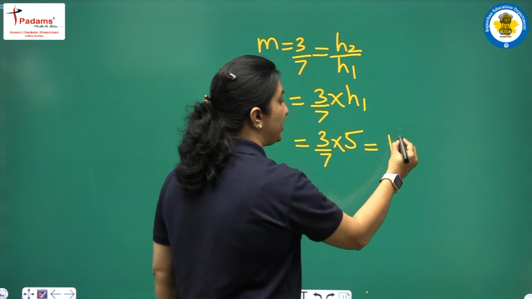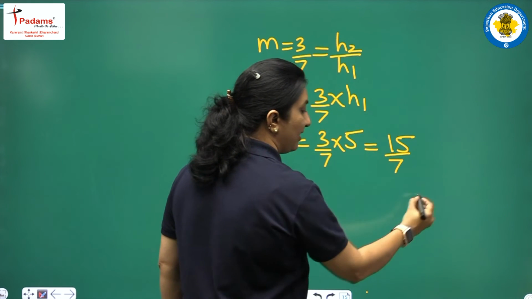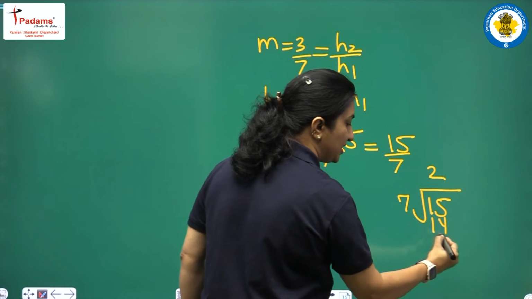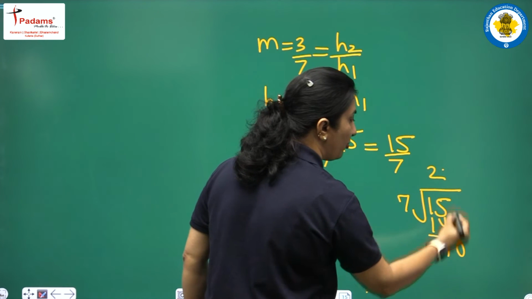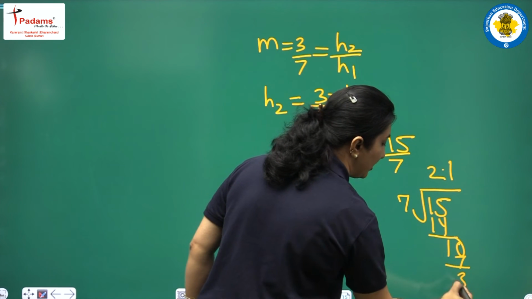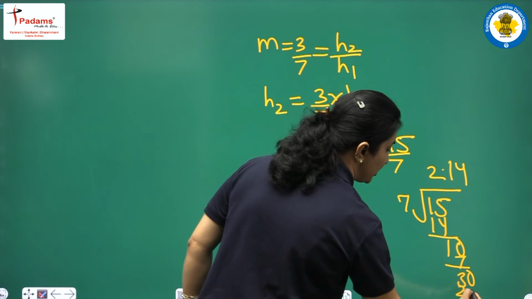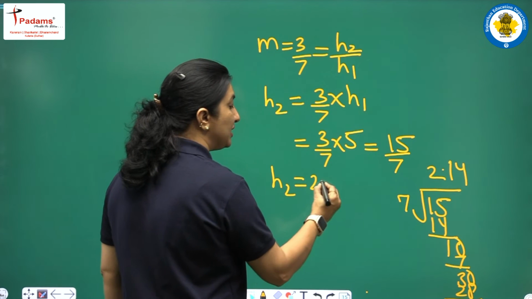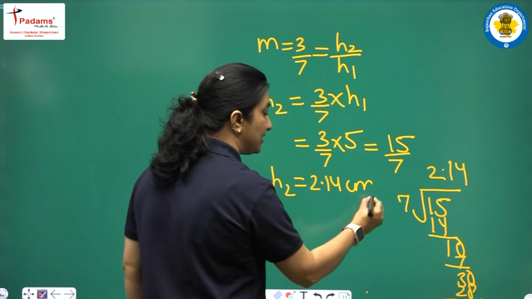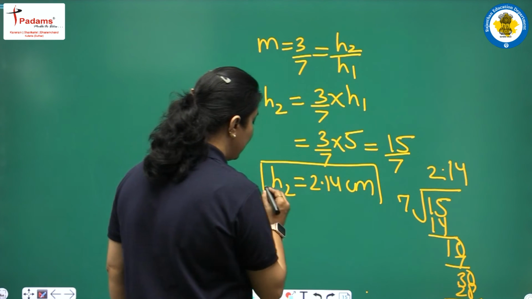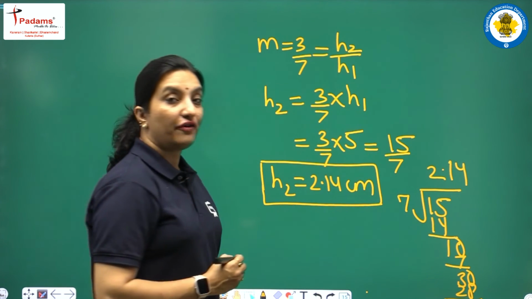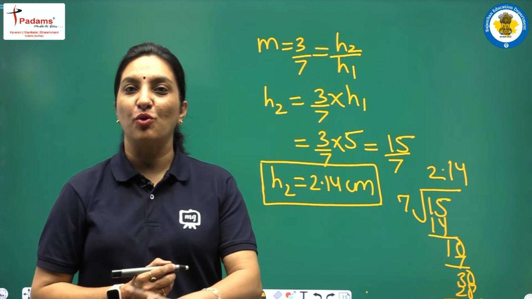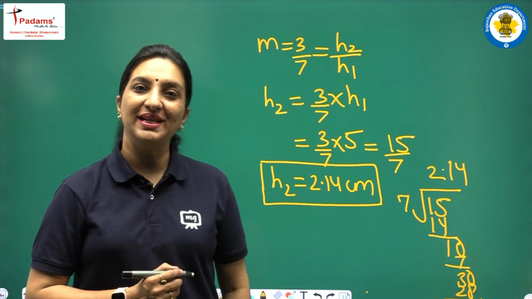So this will become 5 3s are 15/7. Then we can calculate this value. 7 2s are 14. We are left with 1. We'll put a decimal point. So this will become 7. Then we are left with 30. 7 4s are 28. So what we get is the value of h2 comes out to be 2.14 centimeters. Now here we see this clearly, that the height of the image is less than the height of the object. So we get a smaller image, that is we get a diminished image.